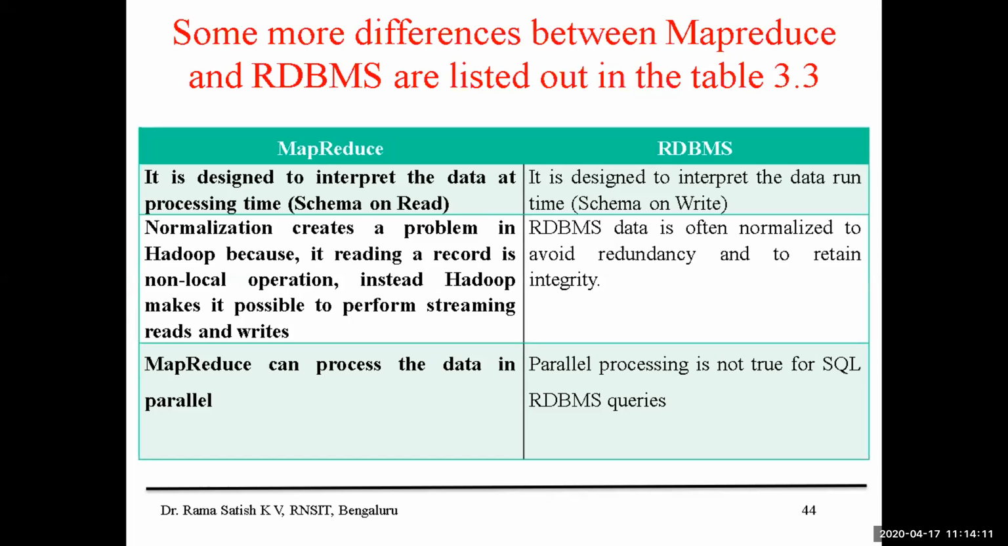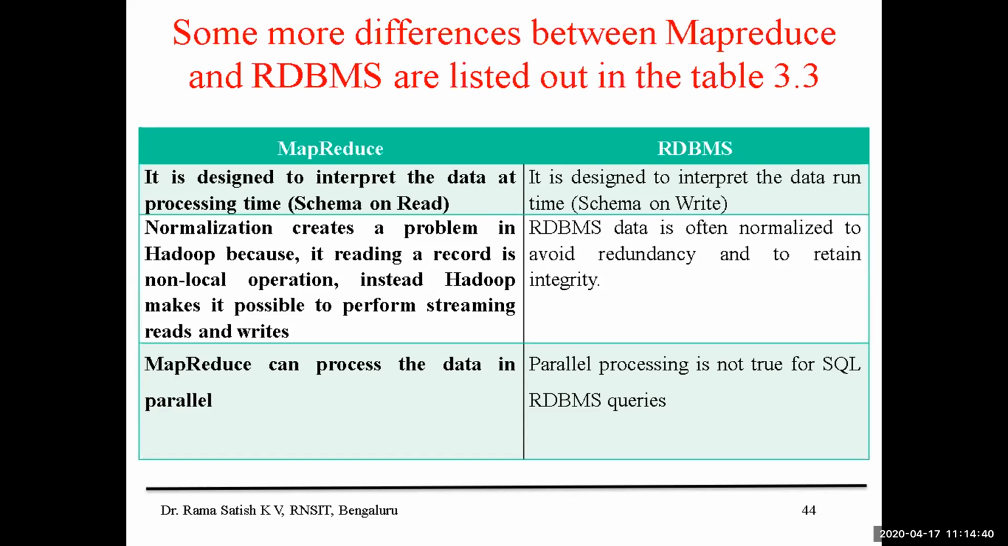Normalization creates a problem in Hadoop because reading a record is a very non-local operation. Instead, Hadoop makes it possible to perform streaming reads of data. Whereas in RDBMS, data is often normalized to avoid redundancy and to retain integrity.